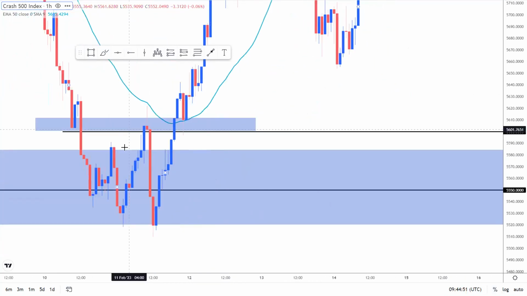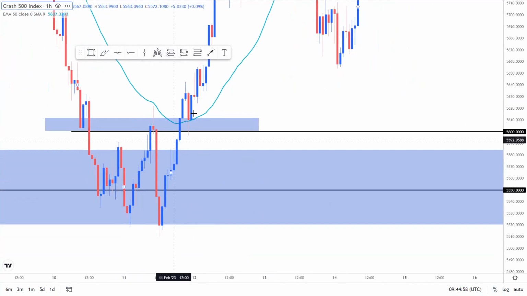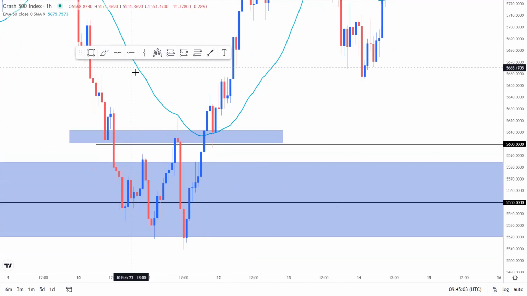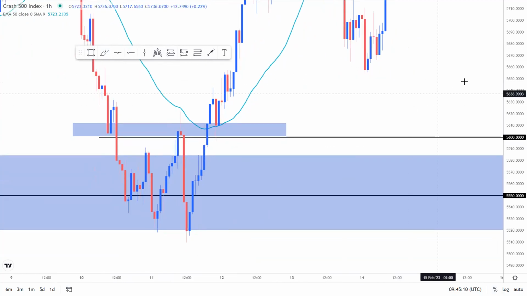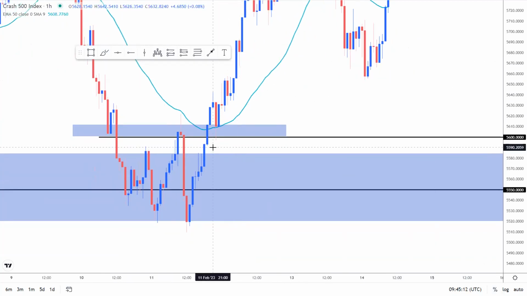So as you can see, we had the break of the neckline somewhere here. Not only breaking and then closing above the 1 hourly 50 exponential moving average, we can clearly see this nice break above the neckline is shifting the market structure from the 1 hourly time frame perspective, from bearish to bullish.